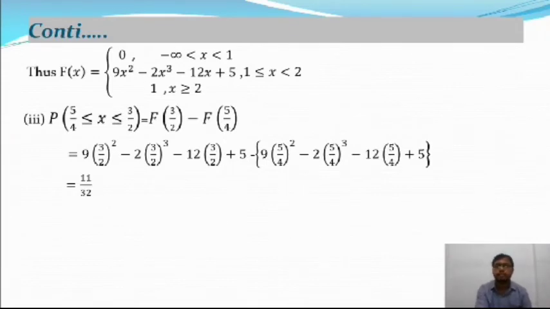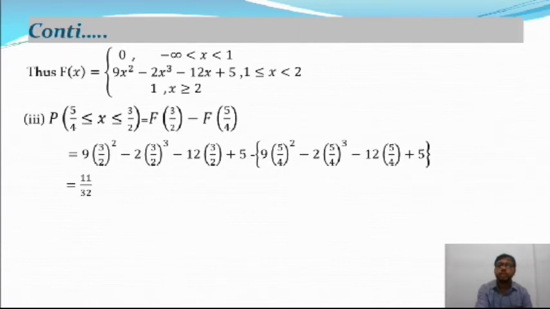And the third part is to find the probability of 5 by 4 less than or equal to x less than or equal to 3 by 2. You know this is the probability of the event, and this is the definition of the probability, probability of a less than or equal to x less than or equal to b, or the properties of the distribution function of the continuous case.